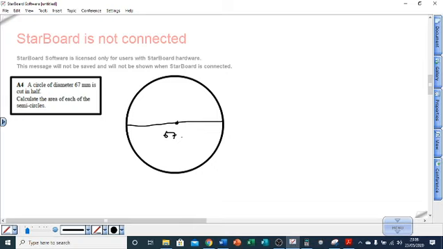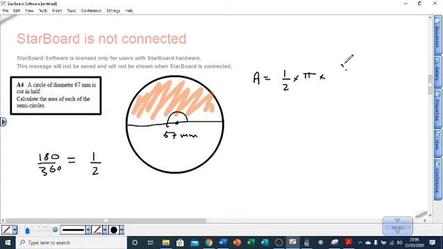So again, you know that the area for a full circle is pi times radius squared. We've got half a circle, so that's 180 over 360, which boils down to a half. That is why a semicircle is simply half of a full circle. The diameter is 67, so the radius, from center to edge, is only half as big, so half of 67, which is 33.5.